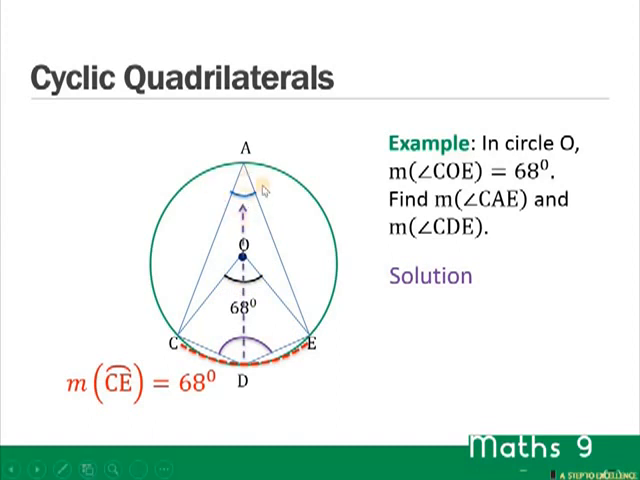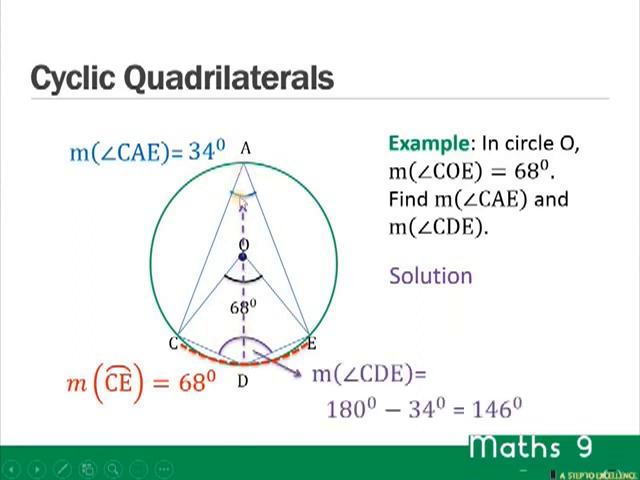The measure of the angle inscribed at the circumference is half of this, so it's 34 degrees. Then ACDE is a cyclic quadrilateral, and A and D are opposite, so they add up to 180. So the size of angle CDE is equal to 180 minus 34, which is 146.